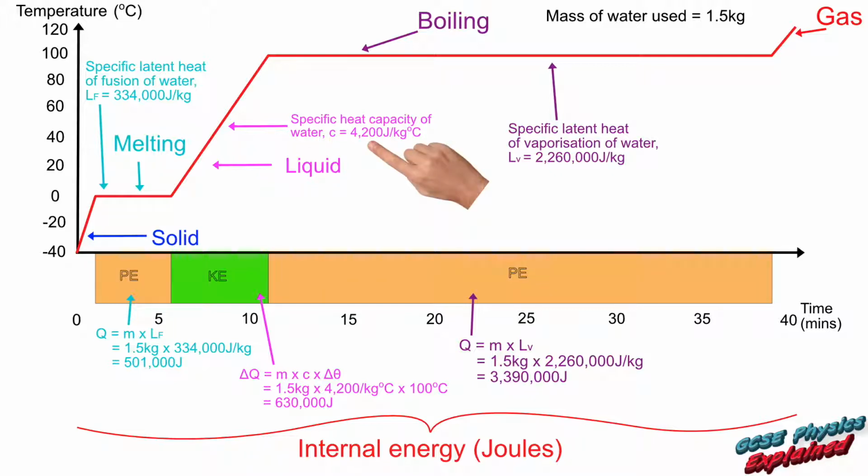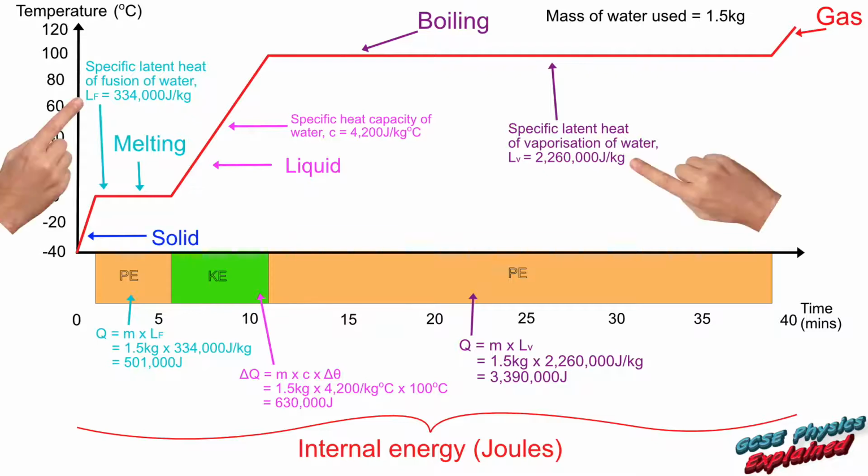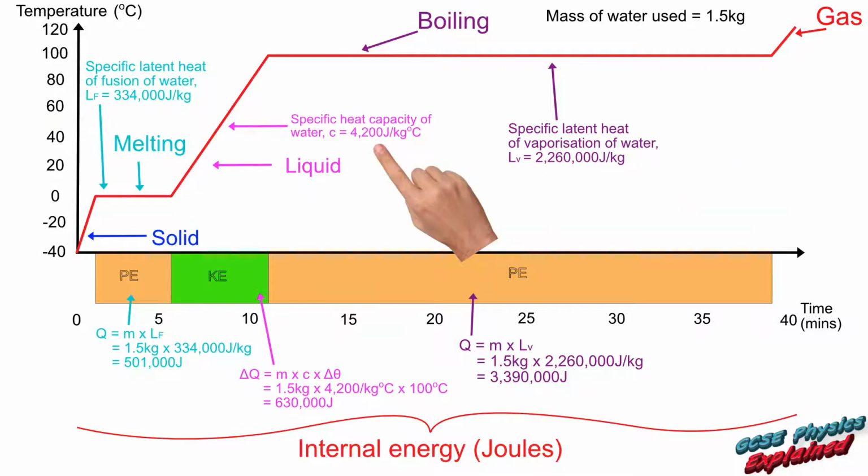Now I'm using the equation involving specific heat capacity that I introduced in a previous video to show how to calculate how much energy is needed to heat the water from 0 degrees Celsius up to 100 degrees Celsius. There's a link at the top of the screen if you haven't already watched my specific heat capacity video. Students do need to be able to tell the difference between specific latent heat and specific heat capacity. Seeing them on this graph should help you to tell the difference.